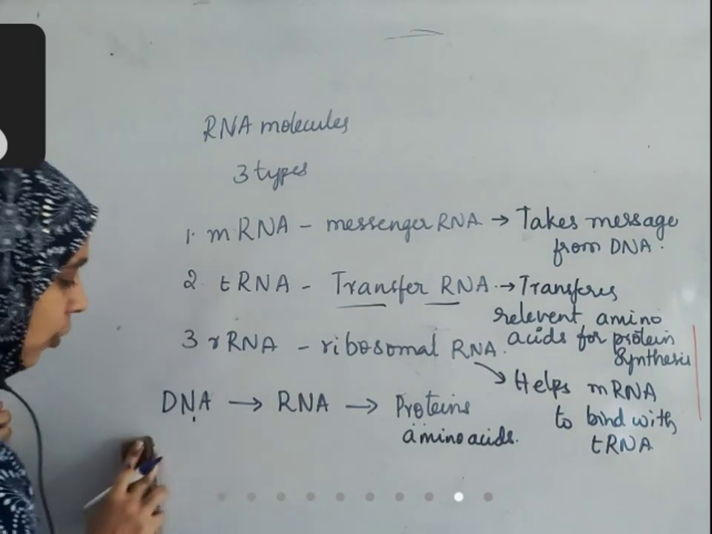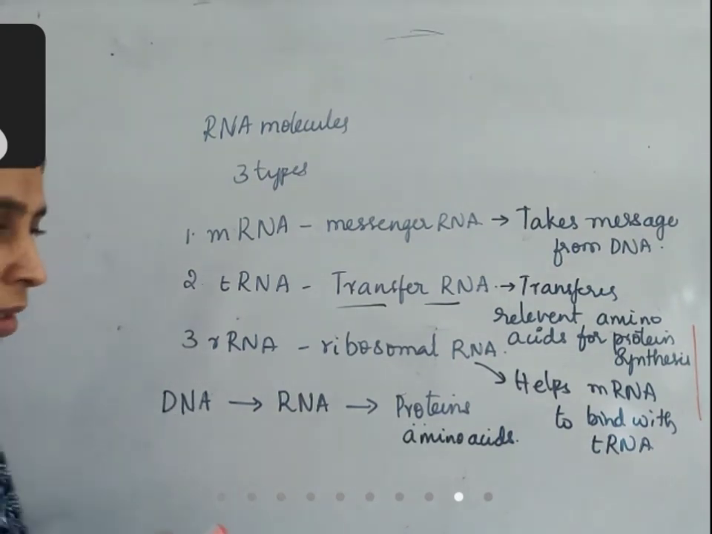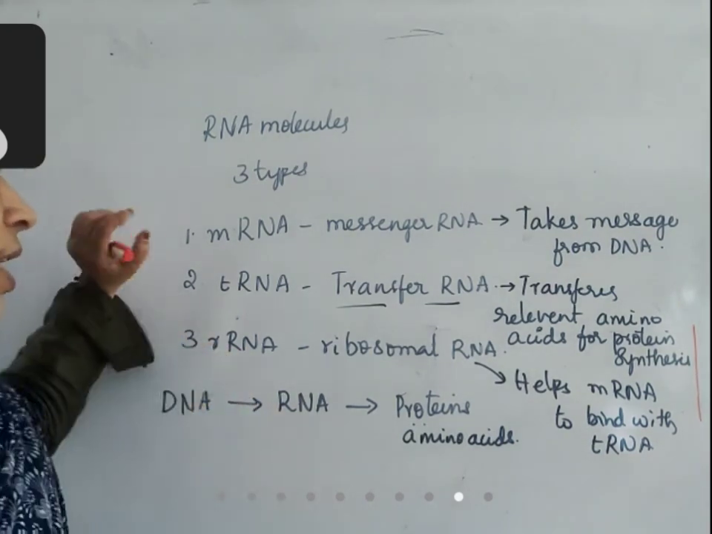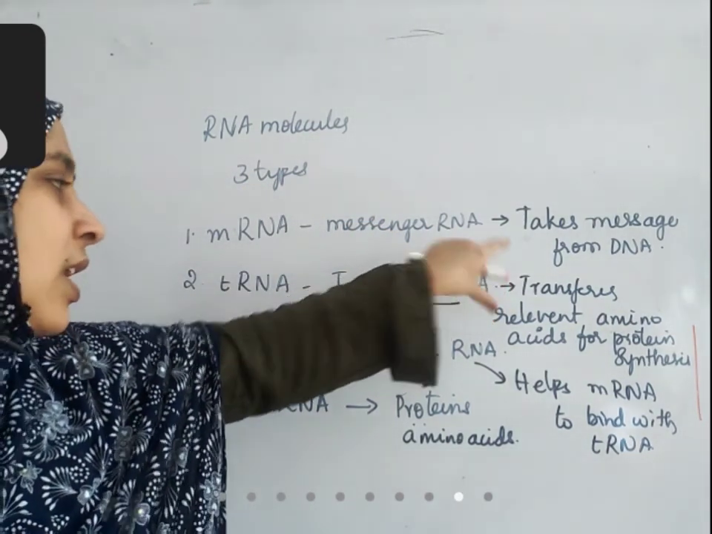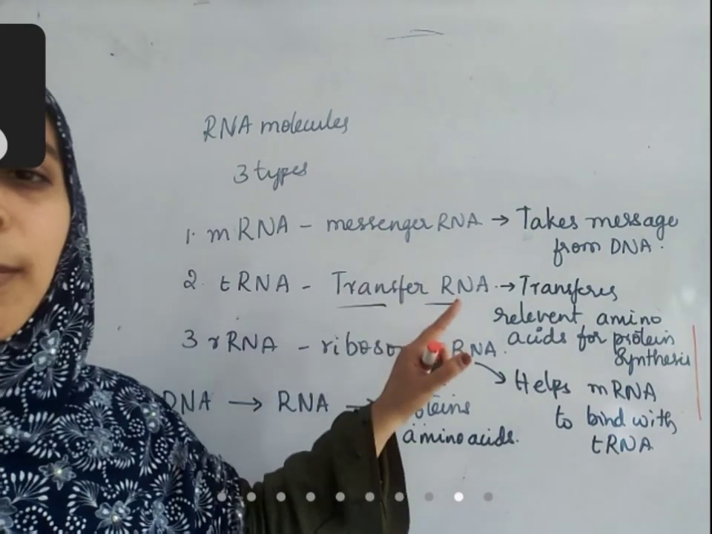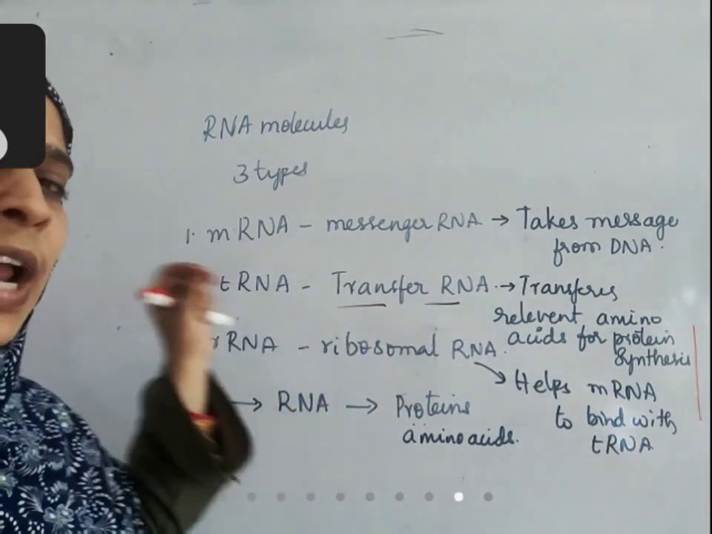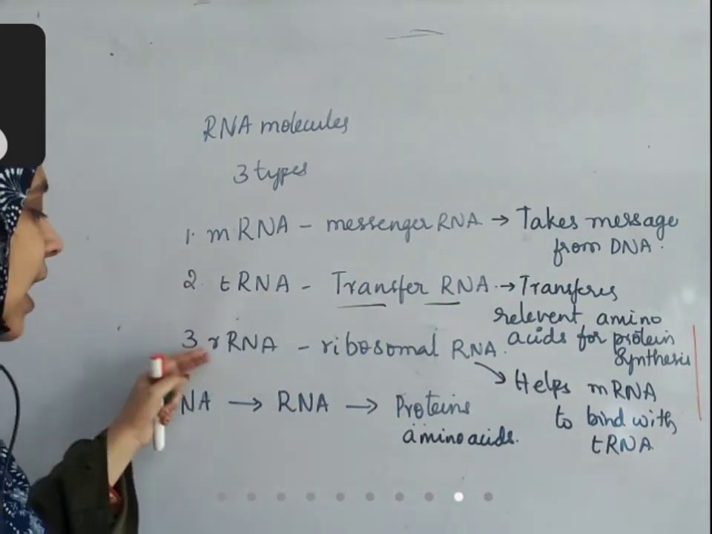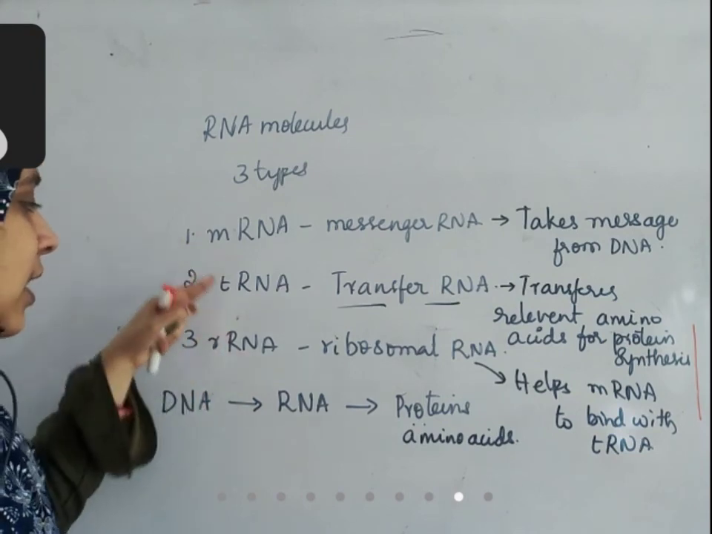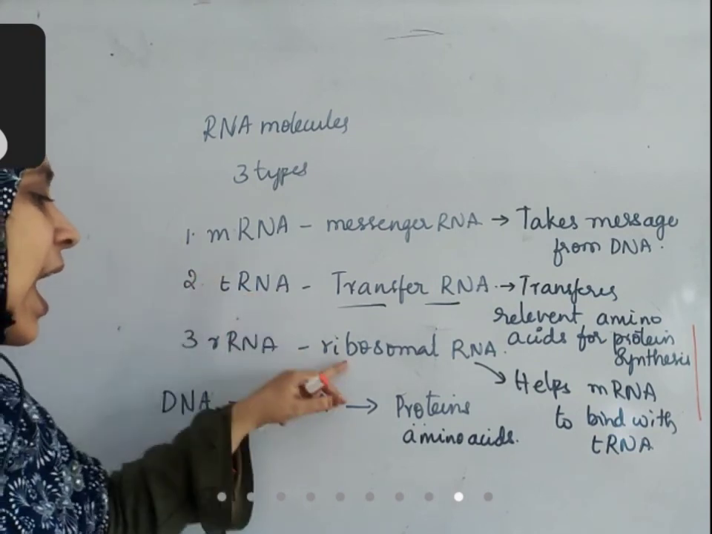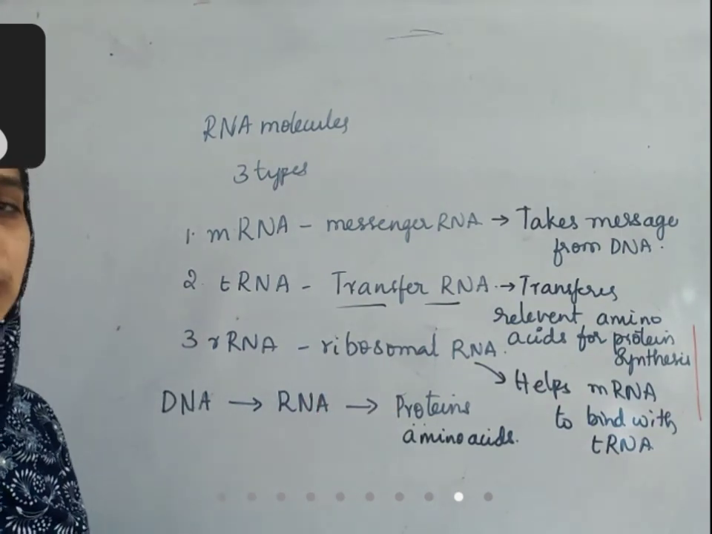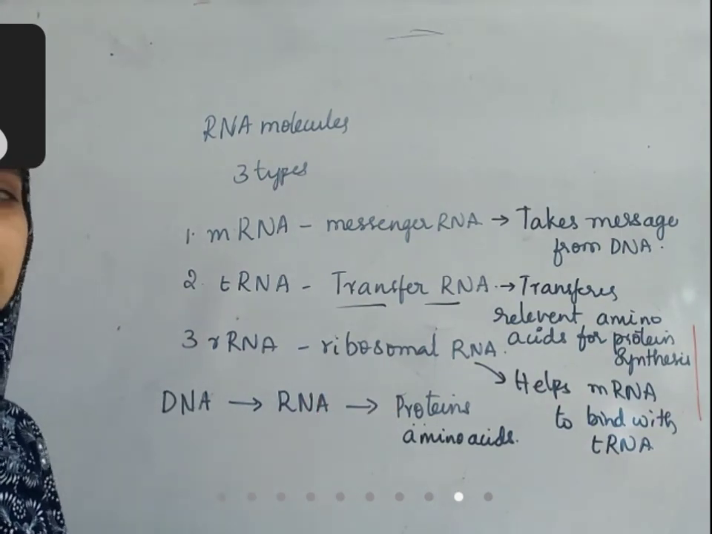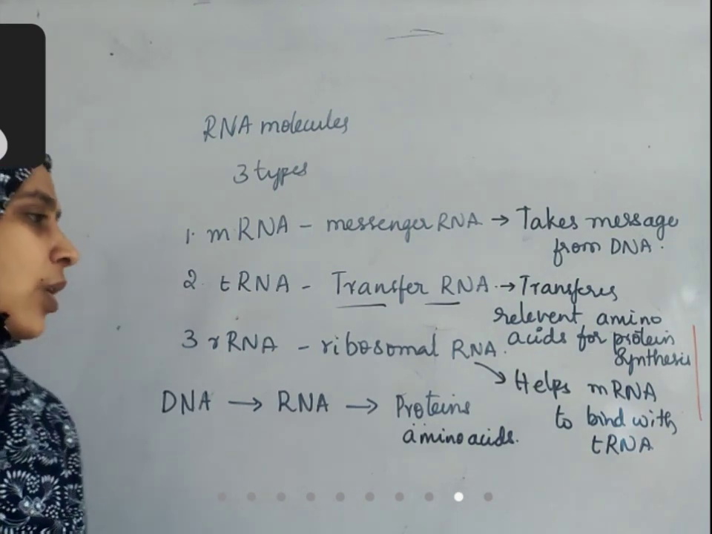We'll study protein synthesis in detail in your higher classes. You simply understand this concept here. mRNA helps in taking the message from DNA. tRNA transfers the amino acid from the cytoplasm and brings it into the nucleus, and rRNA helps in binding mRNA and tRNA. As a result, each amino acid will accumulate and form the proteins. So this is how protein synthesis occurs. Okay, right.